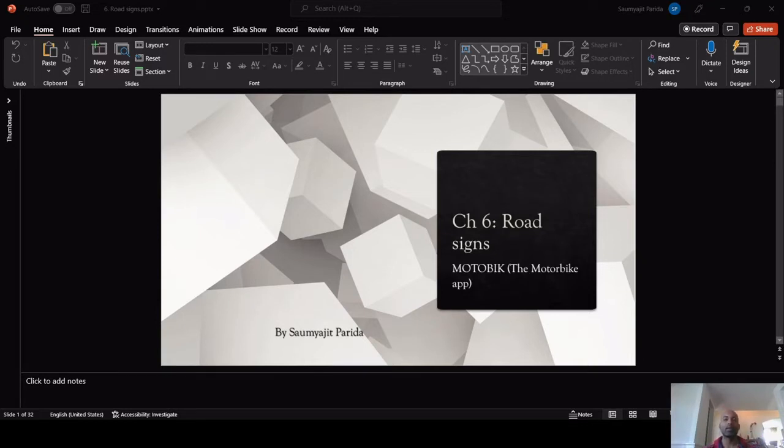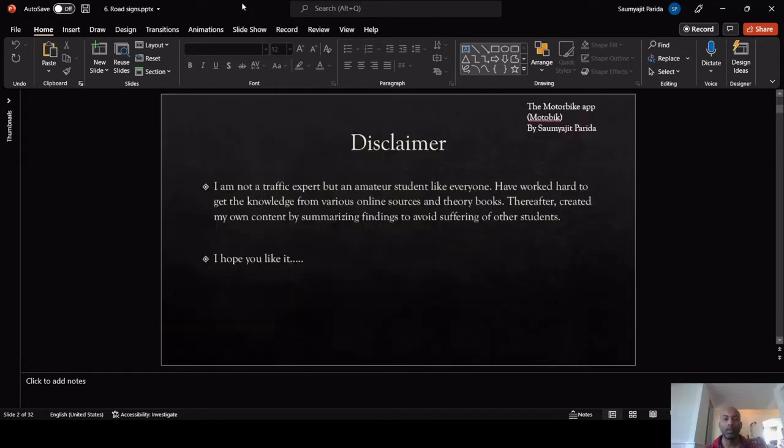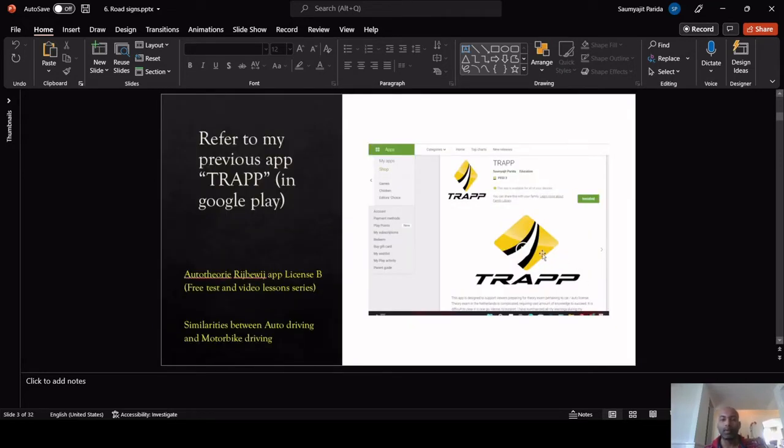Welcome to the MOTOBIK app, and this is the app dedicated towards students who are preparing for license A and M, AM also. Before starting, I would like to tell that the contents of this app have similarities with my trap app, and this trap app is dedicated towards license P. My whole dedication is towards helping students not to spend much money in other resources, rather than focus on the cream part and clear the exam in one go.